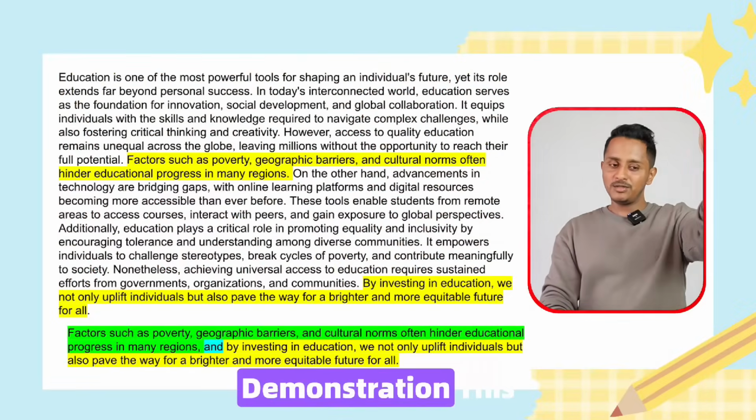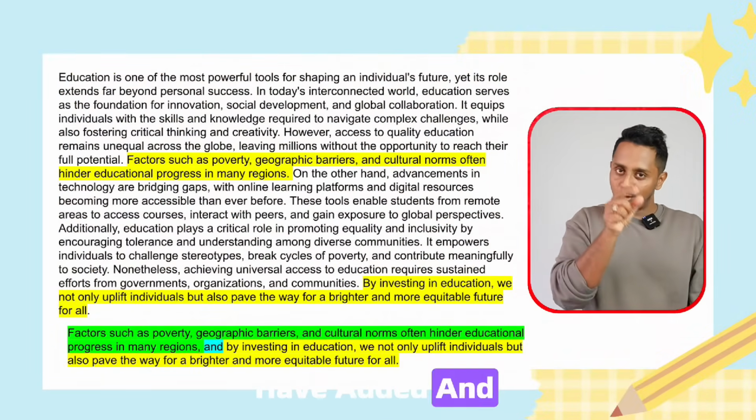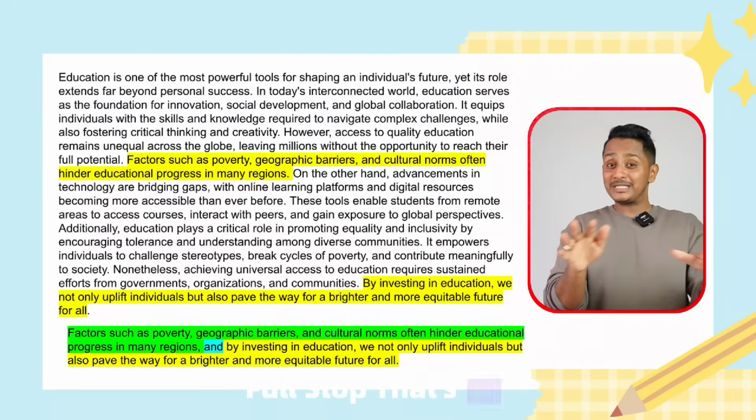Let's see a small demonstration. This is a big paragraph. I've taken 2 full sentences, and at the bottom I've added a comma, and in the end I put a full stop. That's all Summarize Written Text is.